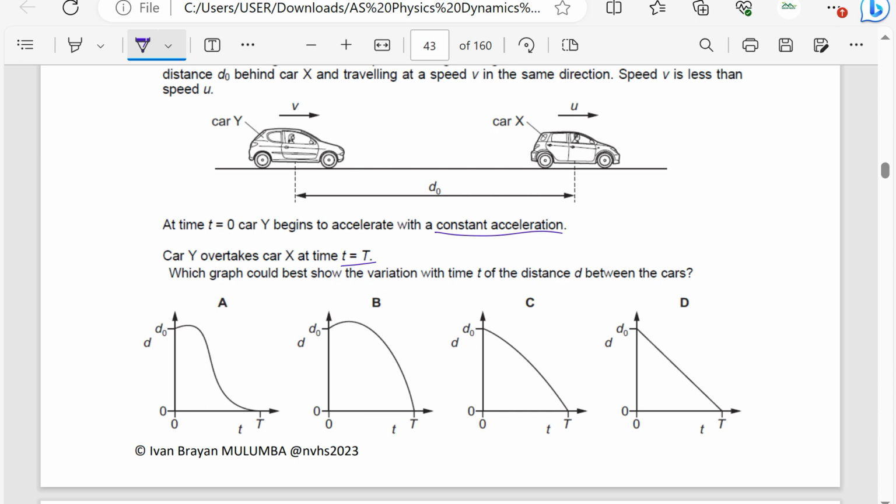So the distance d between the cars. First of all, I sketch a graph of velocity with time. So let me draw velocity, which is a vector quantity, against time.